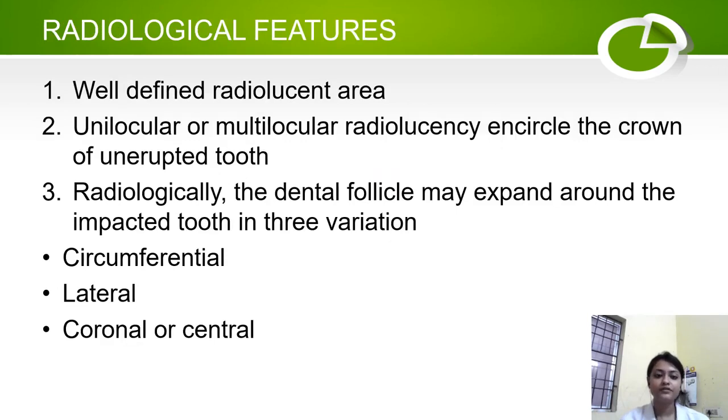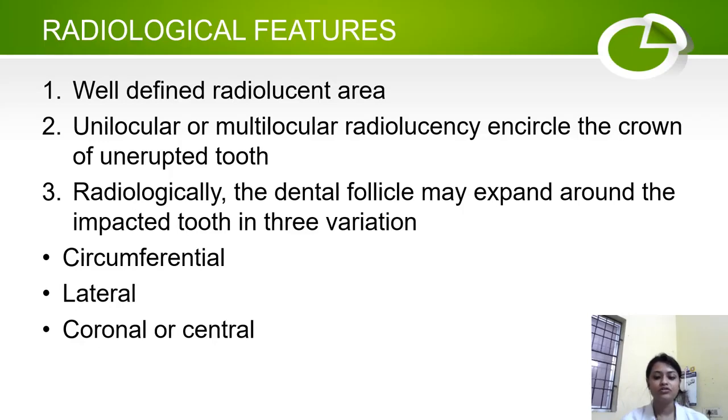Now, radiological features: it is a well-defined radiolucent area. Unilocular or multilocular radiolucency encircling the crown of an unerupted tooth. Radiologically, the dental follicle may expand around the impacted tooth in three variations. First will be circumferential. By the name itself, we find the radiolucency circumferentially surrounding the tooth. Second, lateral. In lateral, one of the sides will be tilted. It will be expanded towards one side.